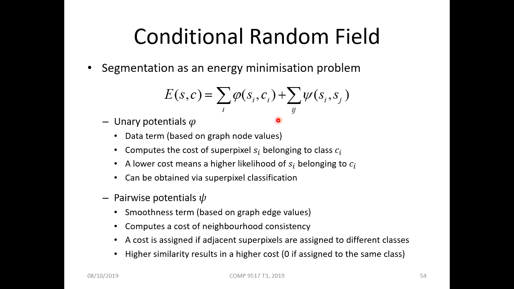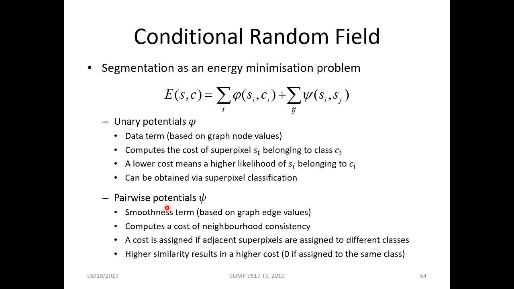So you can use them here as a cost value for the nodes in this graph, so for the superpixels. And then you have the pairwise potential, which is based on the edges in the graph. It computes a cost for the neighborhood consistency, so how similar are superpixels that are neighboring each other.